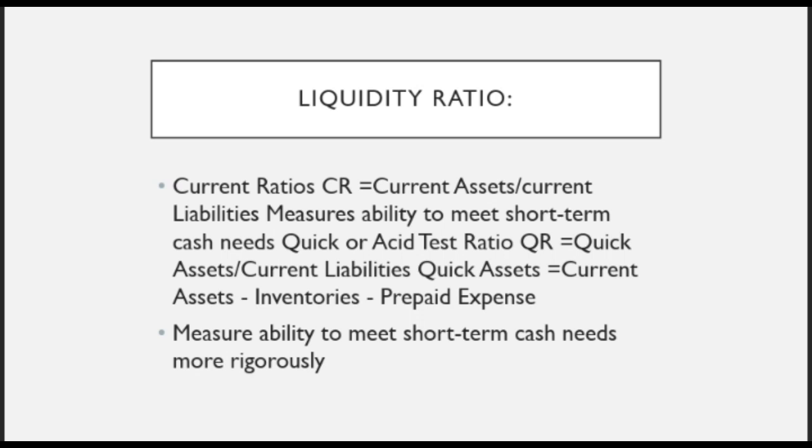Liquidity ratios. Current ratio is equal to current assets divided by current liabilities. It measures the ability to meet short-term cash needs. Quick or acid test ratio is equal to quick assets divided by current liabilities, where quick assets equal current assets minus inventory minus prepaid expenses. It measures the ability to meet short-term cash needs more rigorously.